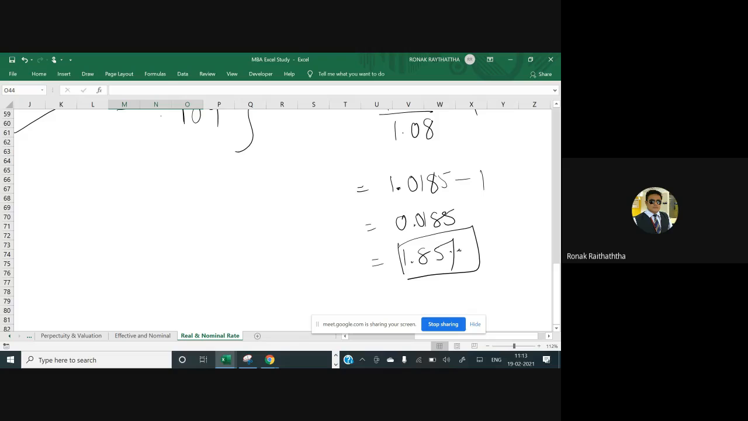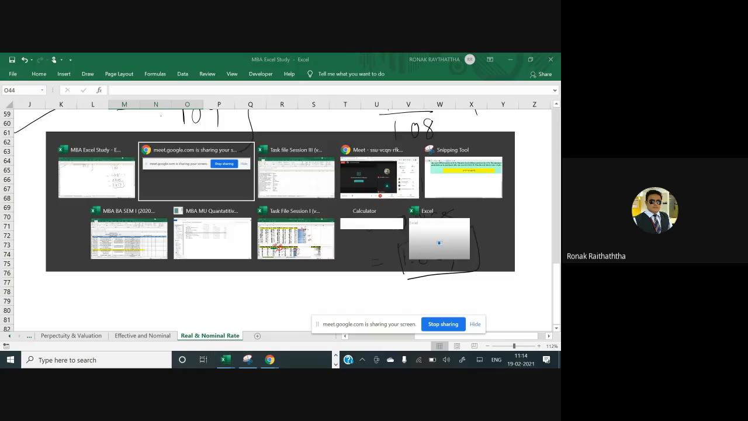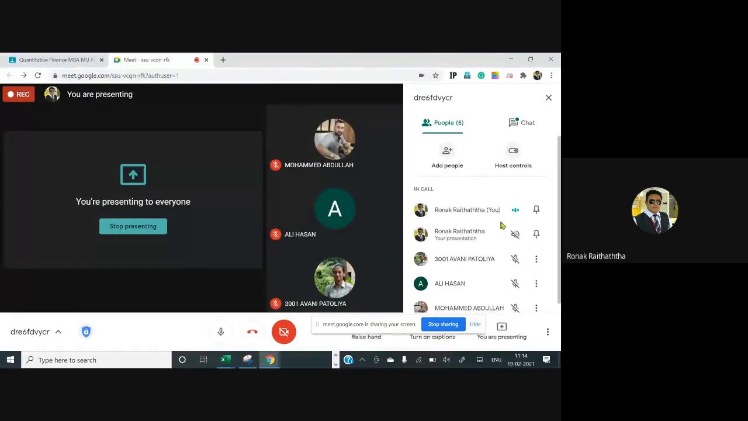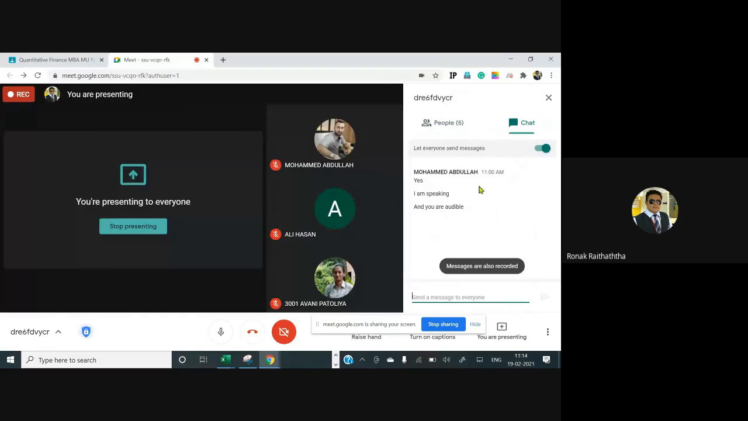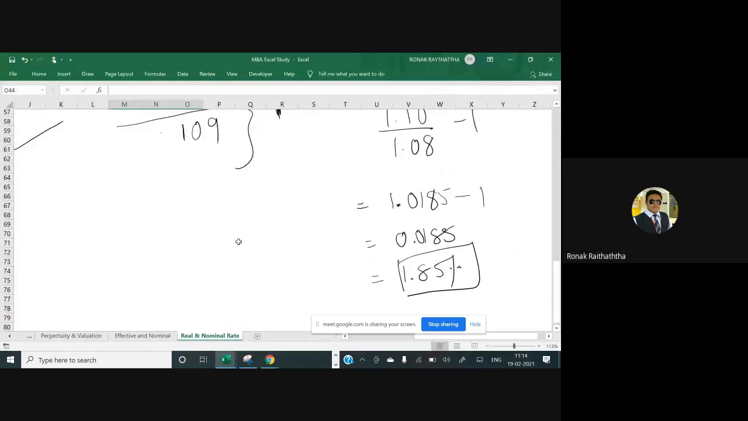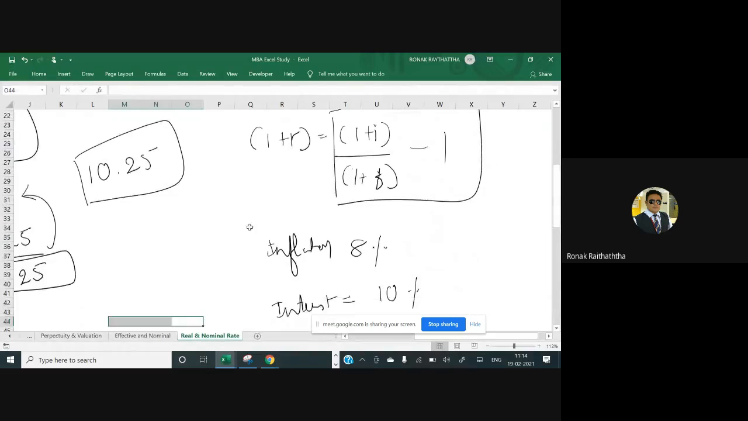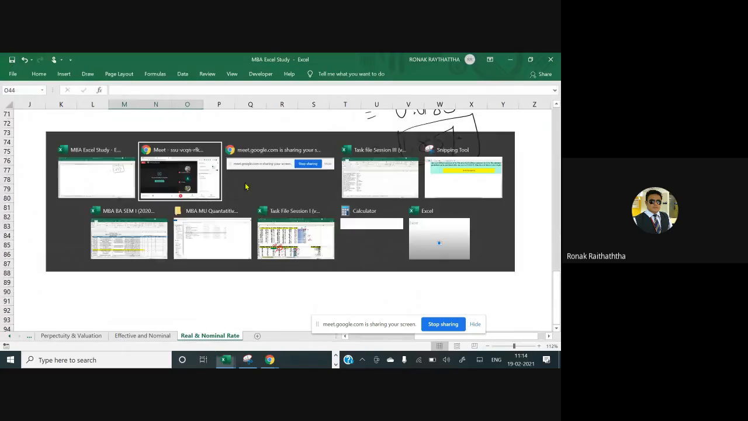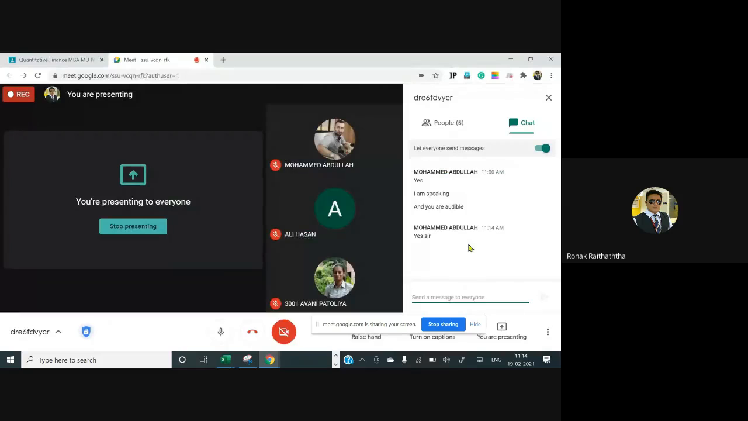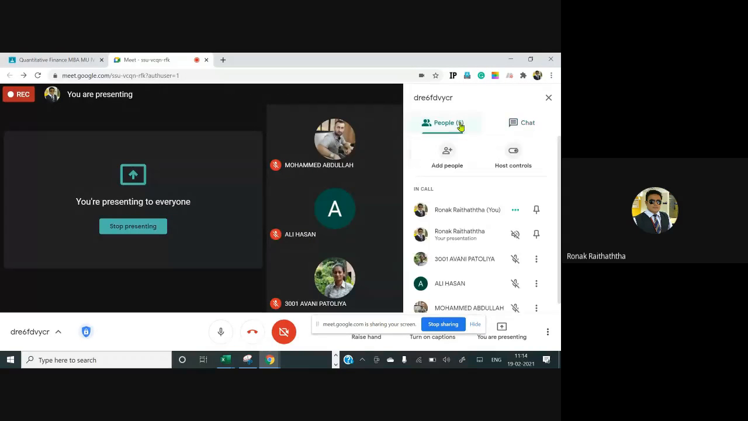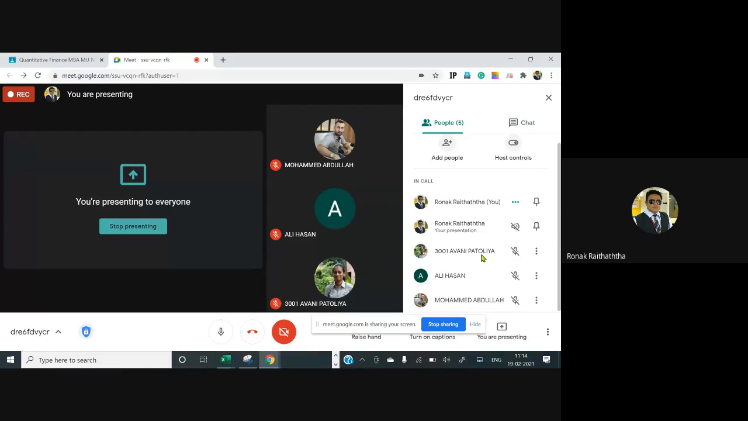Is it clear now? Absolutely clear? Good. So if I give you a few tasks based on this, will you be able to do this? May I have the confirmation from the online students as well? Have you got everything till now, all of you? From Mohammed, I have received the confirmation. Expecting it from Miss Avni as well as Ali. Okay, let's move ahead.